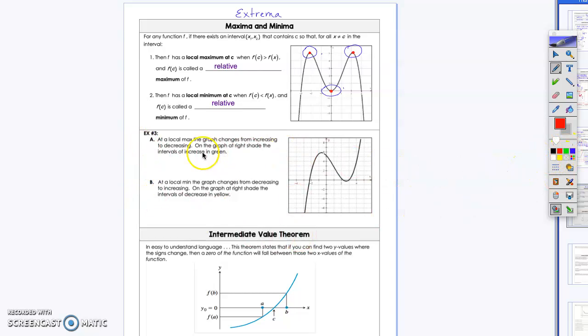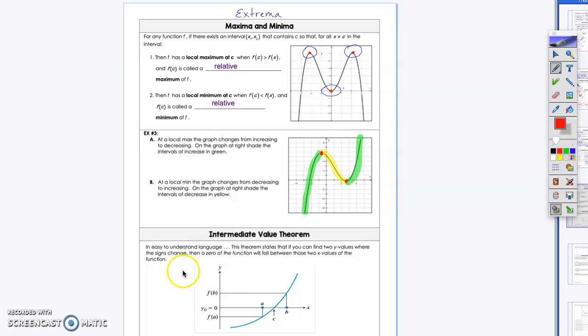Okay, so let's look at the example. It says at a local max, the graph changes from increasing to decreasing. On the graph at the right, shade the intervals of increase in green. All right, so let's get a little highlight going on here. So we are increasing along here. We are also increasing along here. Then it says at a local minimum, the graph changes from decreasing to increasing. So on the graph at the right, shade the decreasing intervals in yellow. And we can see this is where we change from increasing to decreasing. So this is a local max. And then from decreasing to increasing, we have our local min.